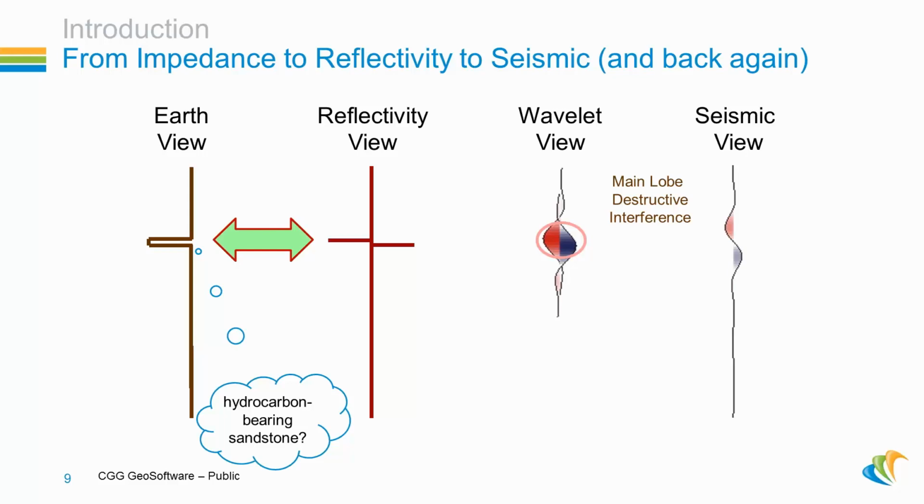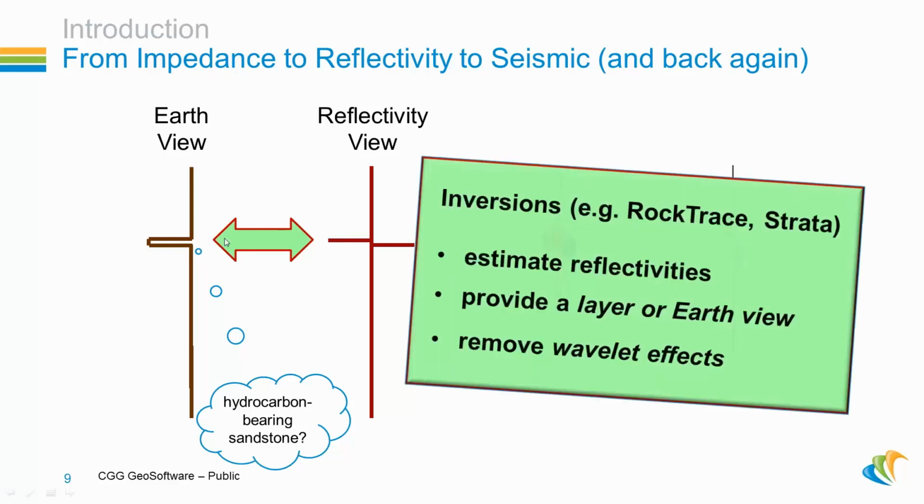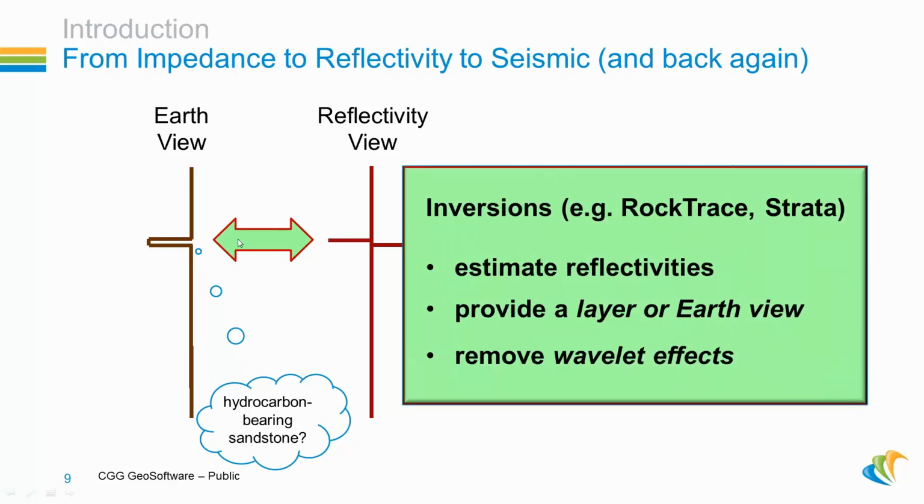At some thickness, we are not able to see the layer from the seismic data itself because it is too thin, and our seismic doesn't have that much resolution. But we need to convert it somehow to the earth view, which has a higher resolution. So how can we do this? We need to go for inversion, which can be provided using RockTrace, which is JASON's, or Hampson-Russell's Strata inversion modules. They estimate the reflectivities, provide the layer or earth view, and remove wavelet effects.